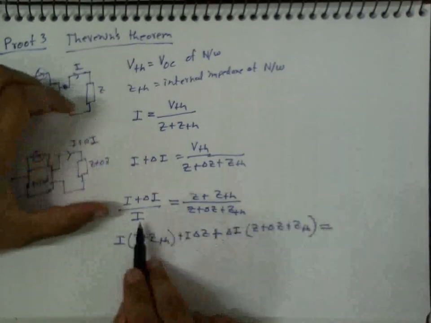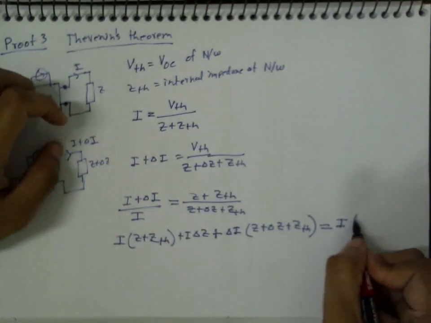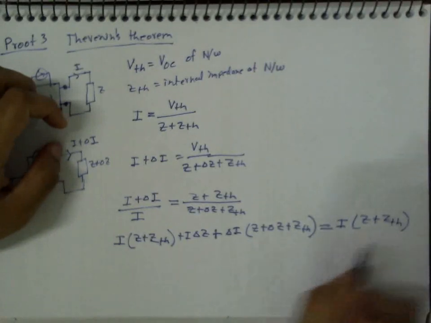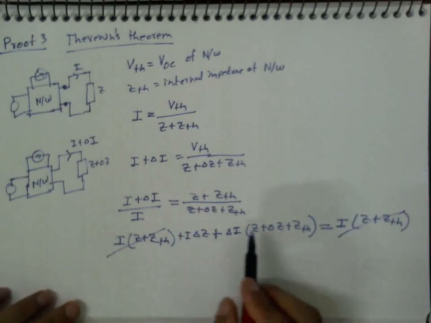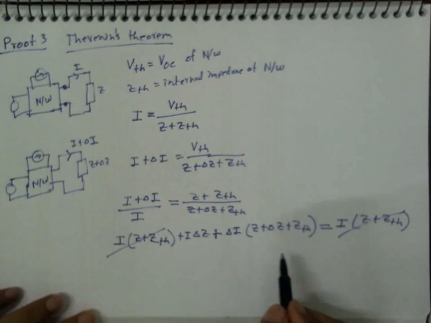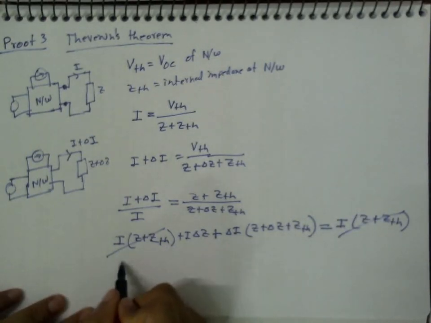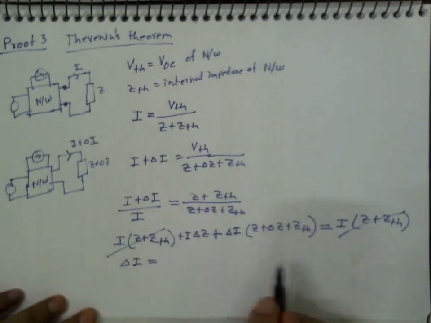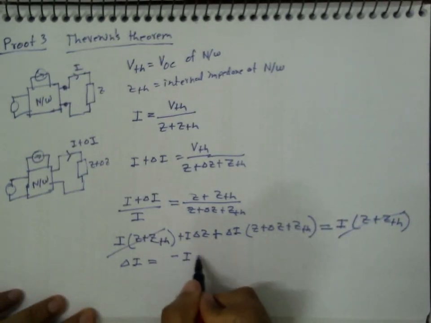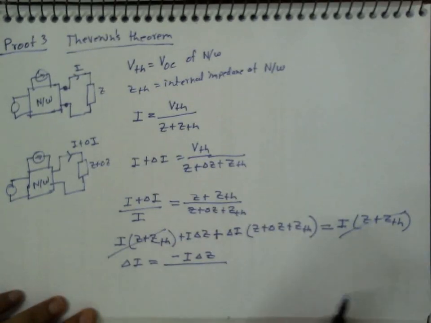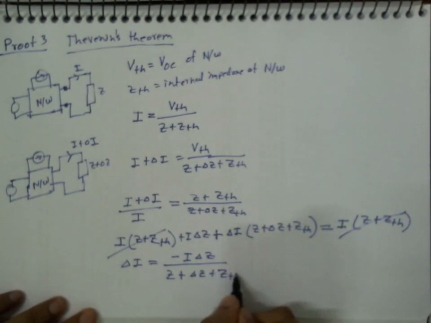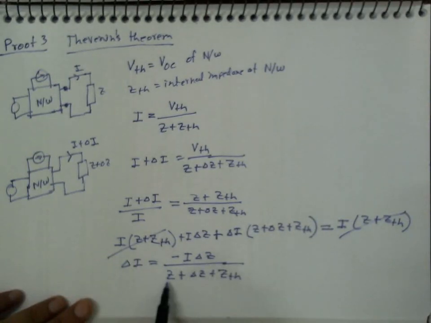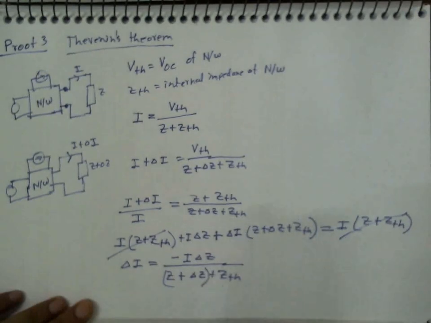Okay, now this is equal to I times Z plus ZTH. Right, now you see this and this cancel. So what I am left with is that delta I is equal to minus I delta Z divided by Z plus delta Z plus ZTH. That's it. So our delta I is minus I delta Z by this. Let me put a bracket which will be useful later.